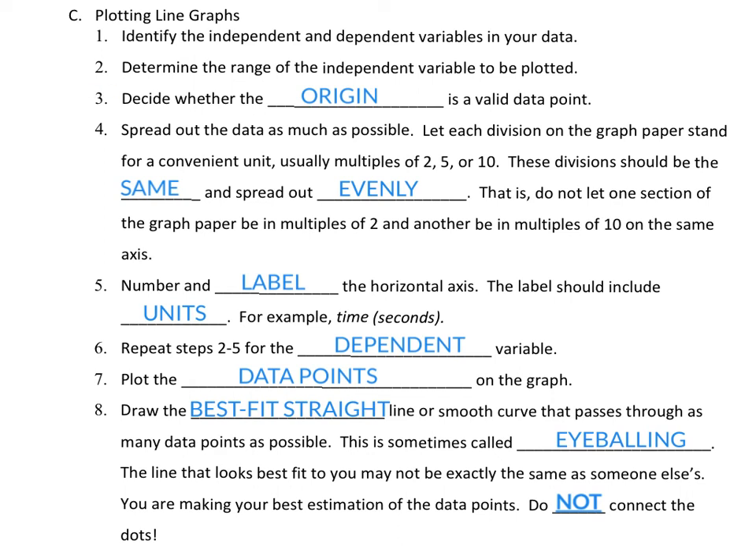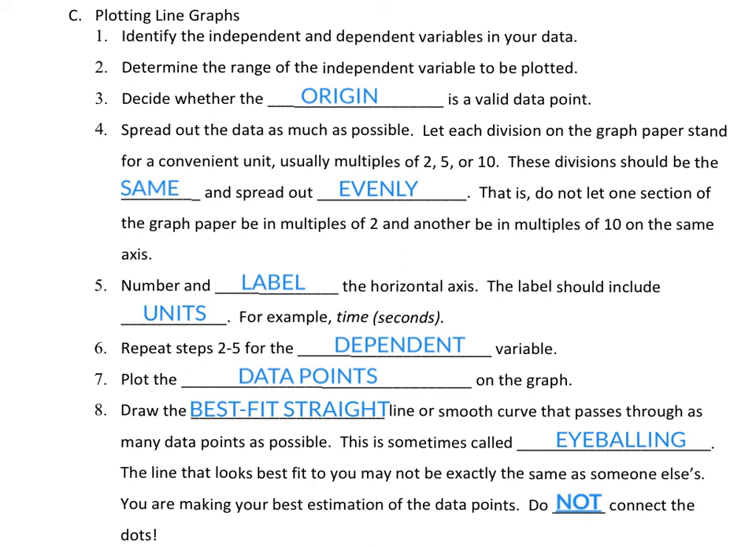Fourthly, you want to spread out your data as much as possible. Let each division on the graph paper stand for a convenient unit. So it's really helpful if you go in multiples of, say, 2, 5, or 10, something that's easy to count by. And it's really important that these divisions are the same and that you spread them out evenly. That means there are no breaks in the graph.